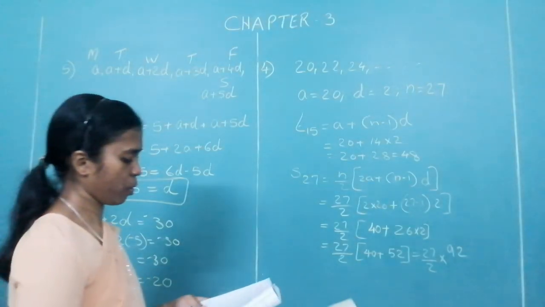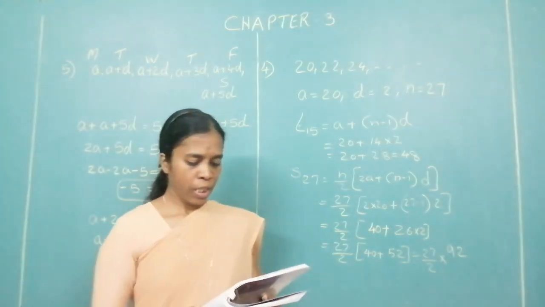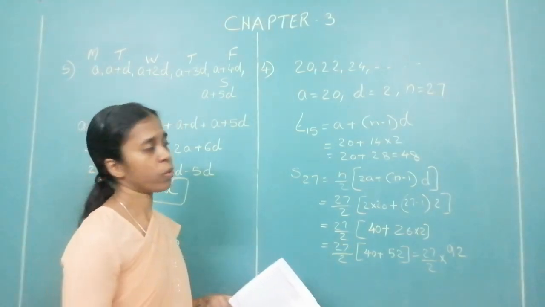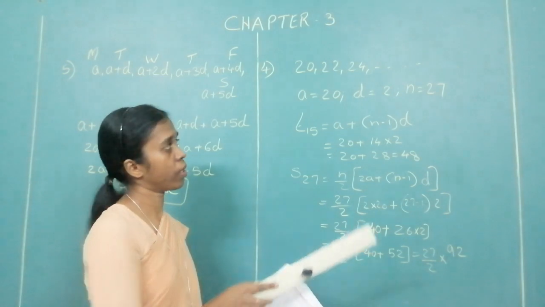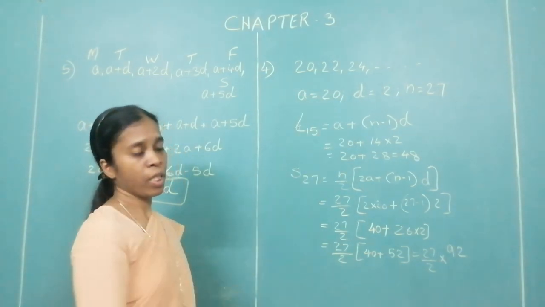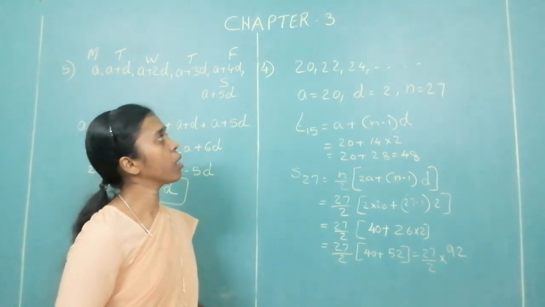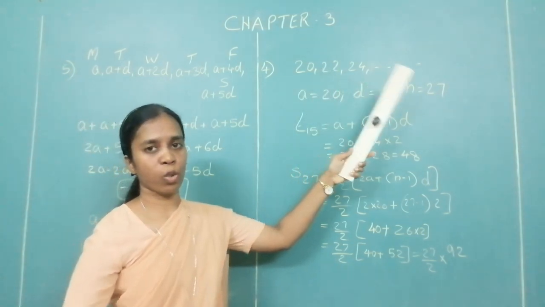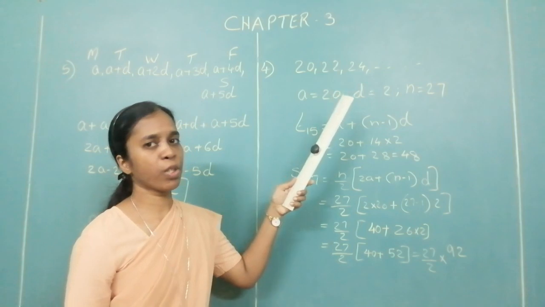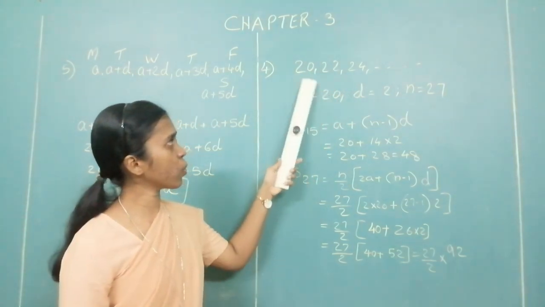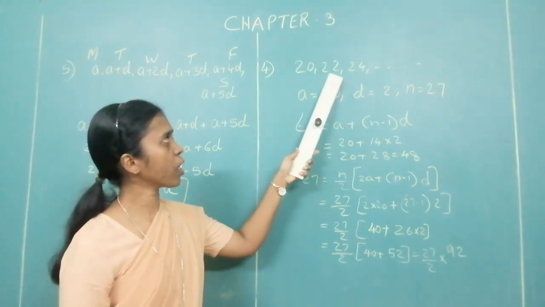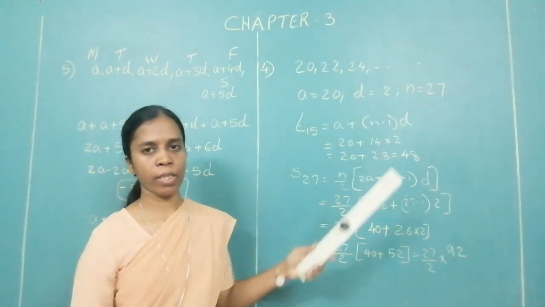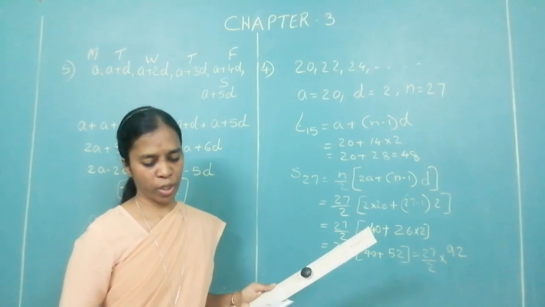Let us look at question number 4. There is an auditorium with 27 rows of seats. Okay. Now, how do you solve it? What is given to us? What is the AP? AP is 20, 22, 24 and it goes on. So, what is given to you? What is your A? A is 20. D is T2 minus T1, that is 2. N is 27. First, what are you asked to find out?